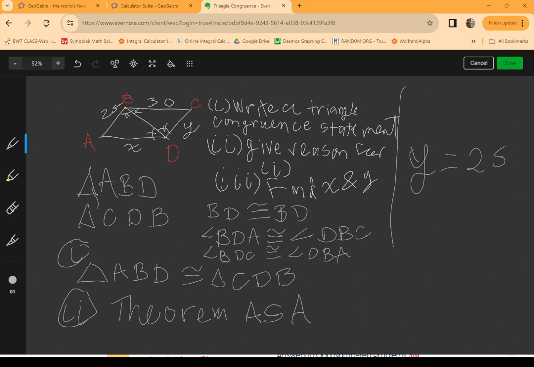All right, and the same thing here for X, right? X is across the way from this angle with 2 tick marks. So the side across the angle from 2 tick marks here is 30. Since they're congruent, that means X must also be 30, right? It is the corresponding side. Okay, so right away, right, once we've established the congruency, it's easy to determine the length of those sides.